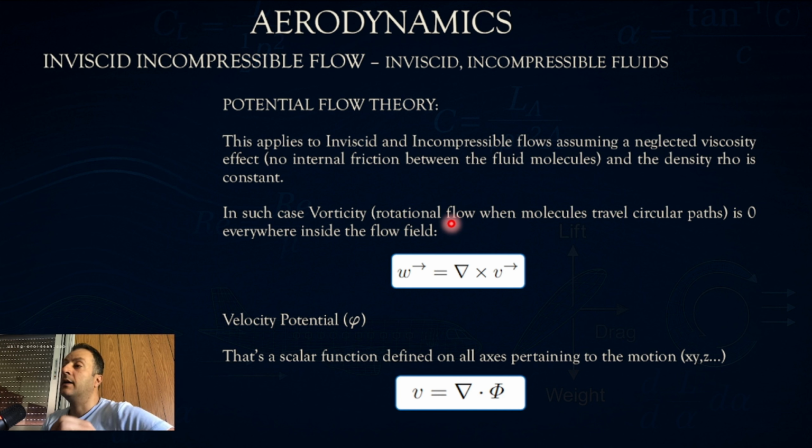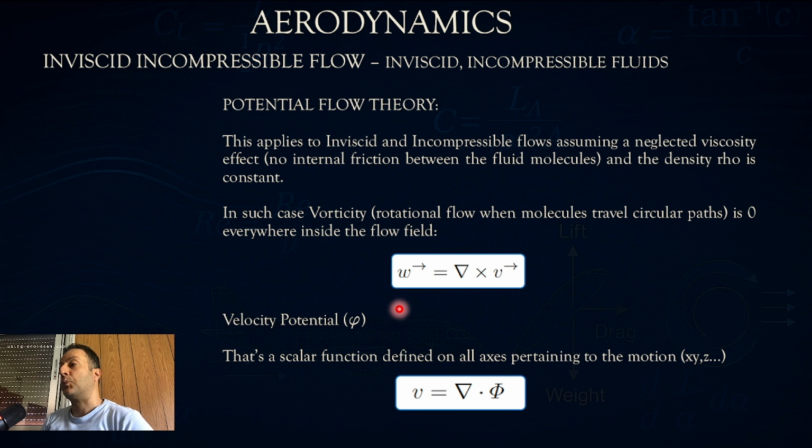traveling. In such case, for incompressible inviscid flows, the divergence of the velocity vectors, okay, is equal to 0.